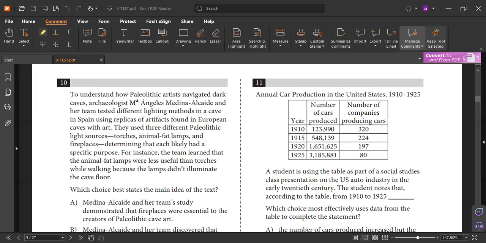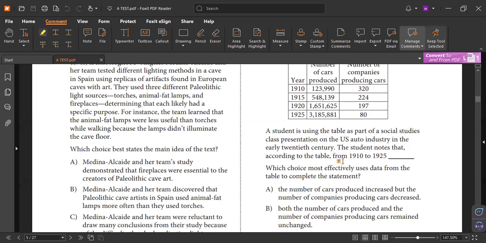Let's continue. Always read the question first. He said, effectively use the data to complete the statement, not to weaken. Let's see. So this means we need information to support that. Let's find what is the relation of this sentence and the preface.